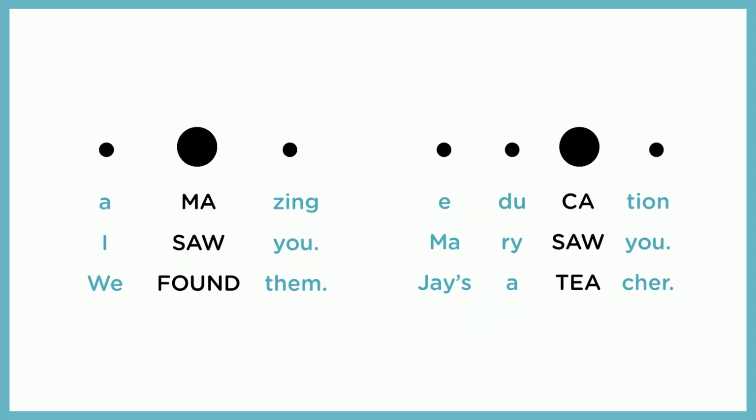Now, it's not just the stress that we put on individual words, it's also how we use it with the sentence. So you can see here we've got the word we saw earlier, amazing. But we can also apply this to a sentence. I saw you. We found them. With 4 syllables, we've got the word education, but we can have the sentence, Mary saw you. Jay is a teacher. Wow, okay.